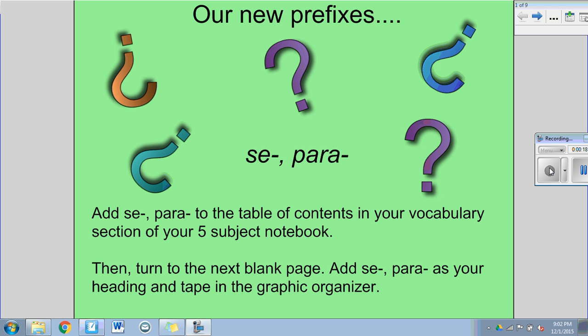Please be sure you tape in your graphic organizer. Last week, I noticed a lot of you without it taped in. That only increases your chances of losing your graphic organizer. Once you have done these things, please restart the video.